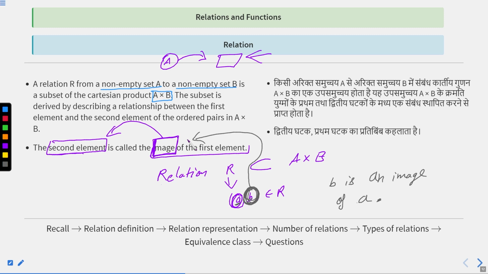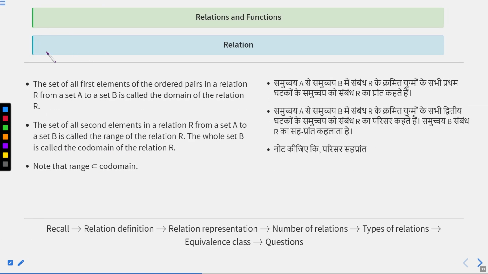Okay, now let us move next. The set of all first elements of the ordered pairs in a relation from set A to set B, we call it the domain. So what do we mean by domain? Domain is nothing but the collection of all the first elements.